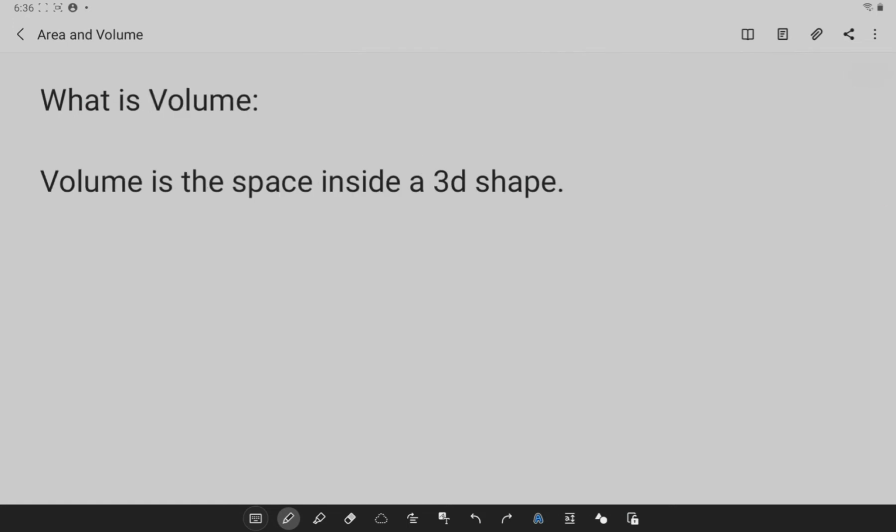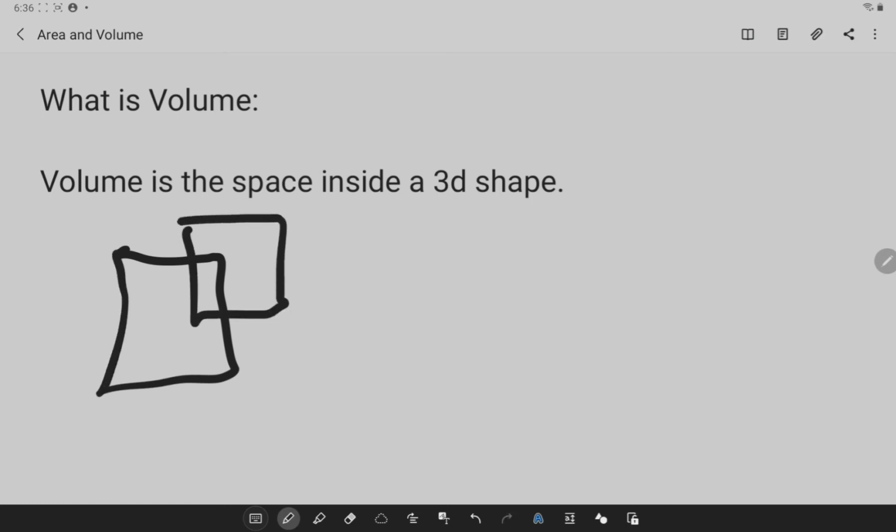Now, what is volume? Volume is the space inside a 3D shape. So, first I'm going to draw a 3D shape. So, volume is the space inside this 3D shape. All of this is its volume.